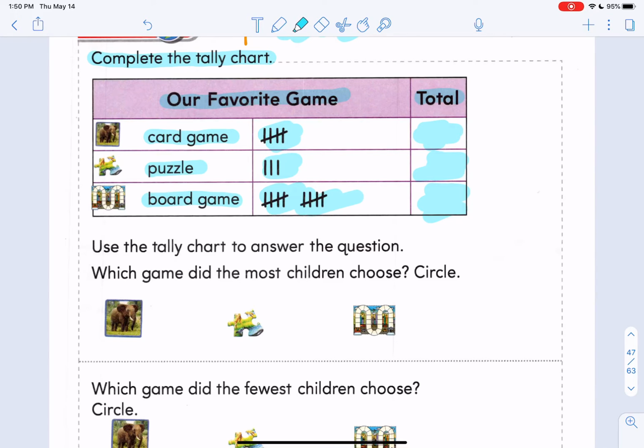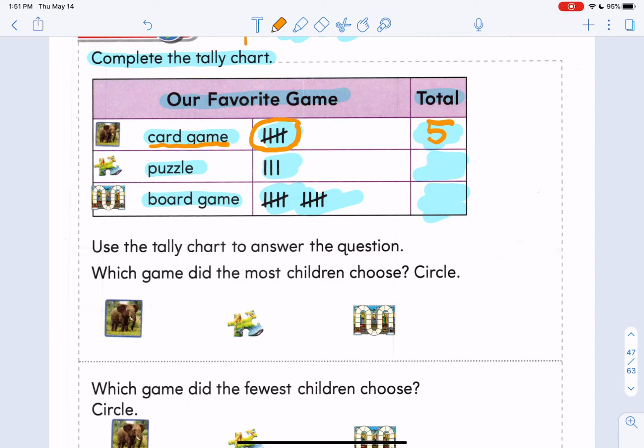It's fine. So let's remember, when we're looking at card game, we know we don't even have to count those. That equals how many tallies, boys and girls? 5. Fix it up if you got it wrong. And if you got it right, A+.